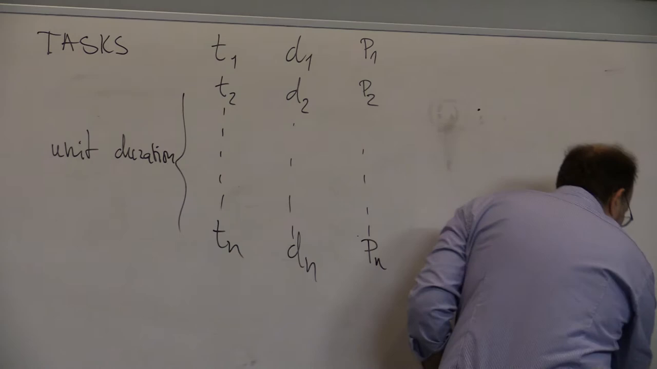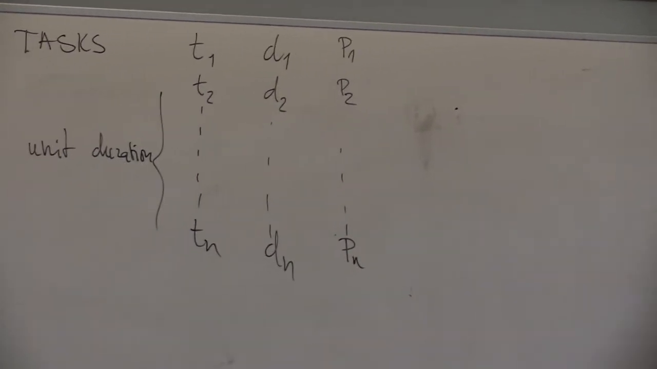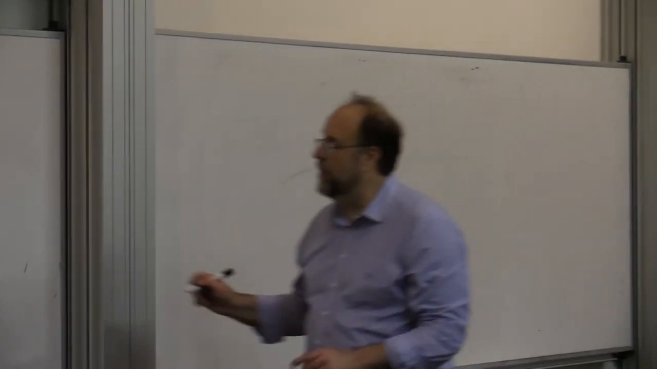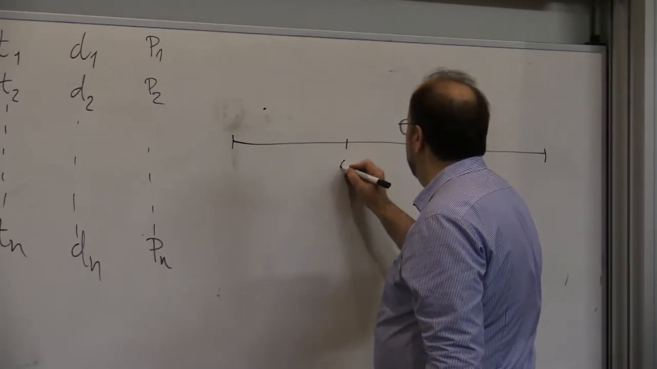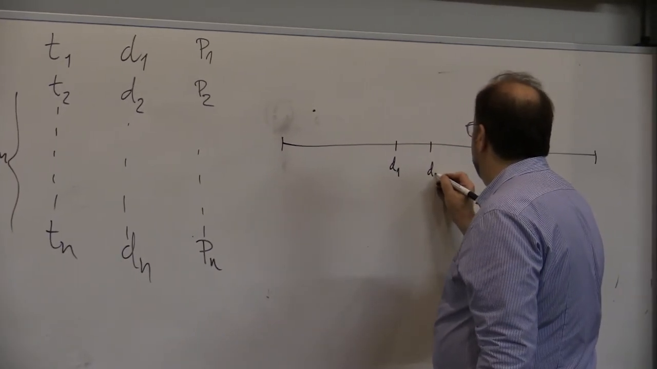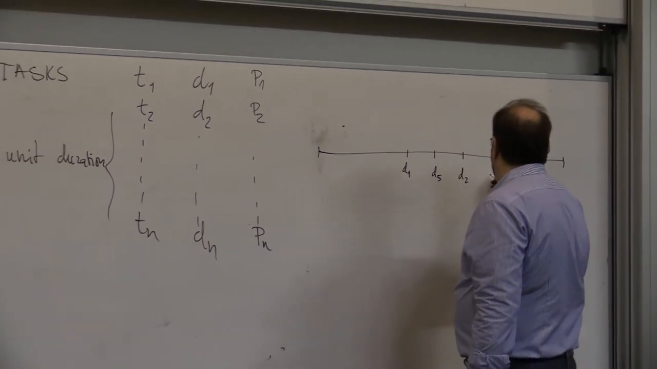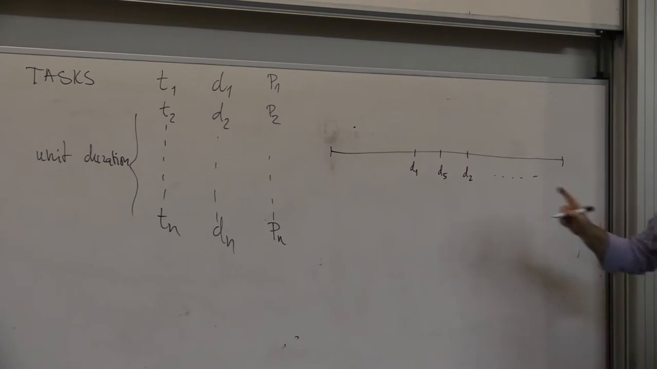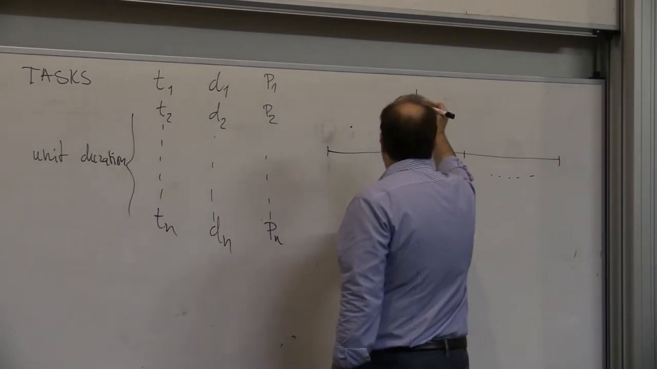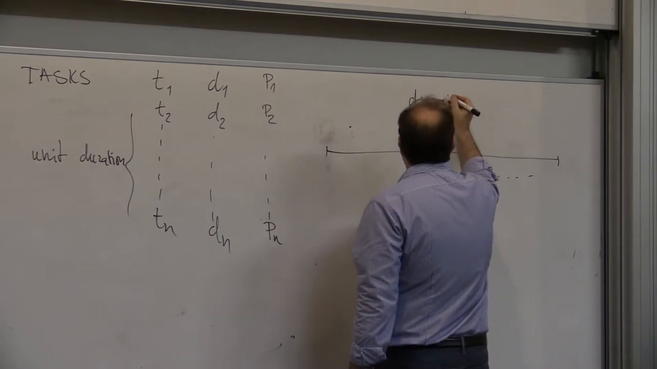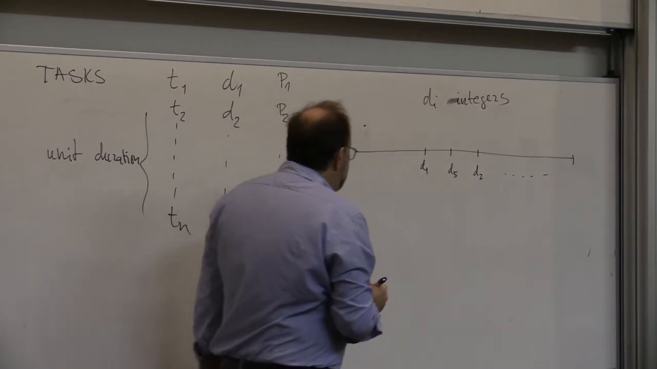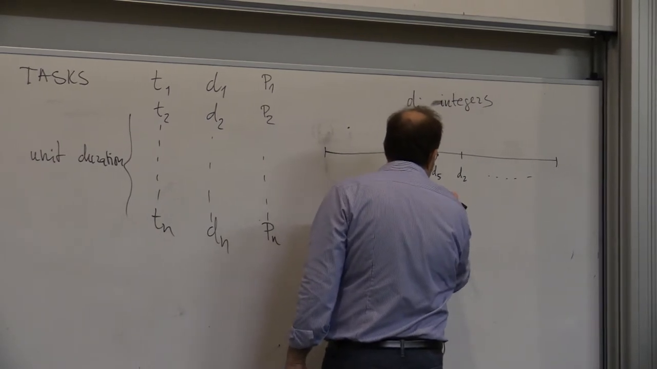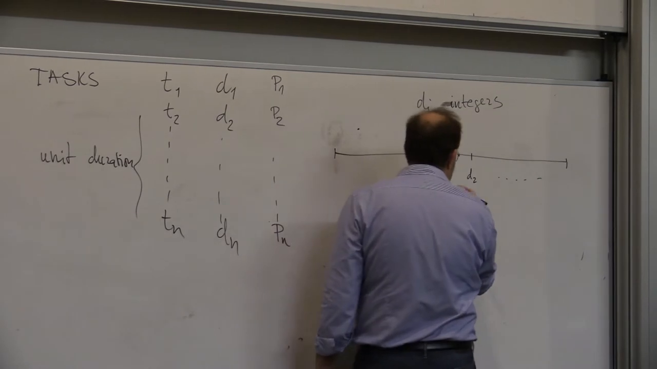You have to schedule the tasks in such a way that the total penalty is minimized. How would you solve this problem? So here is your timeline, and here are your deadlines, D1, D5, D2, and so forth. And they are all integers, so you can think of Dis as positive integers. And for each task, you have also penalty associated if you don't complete it by its deadline.